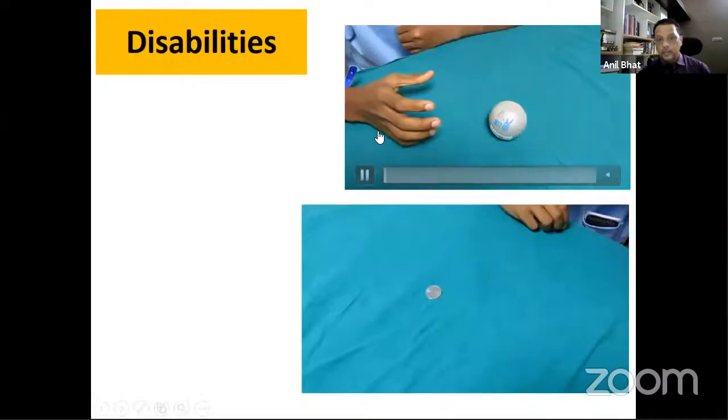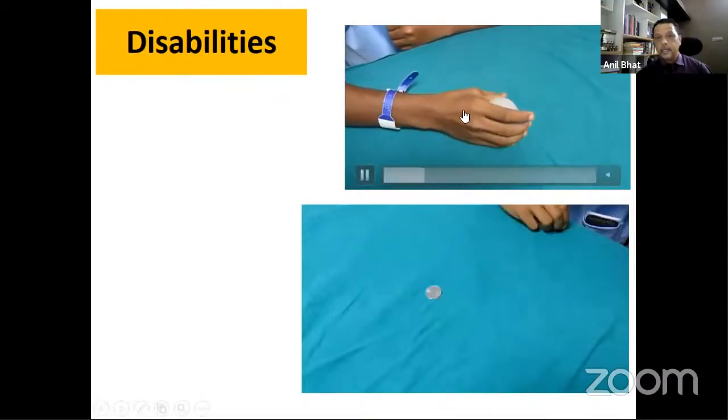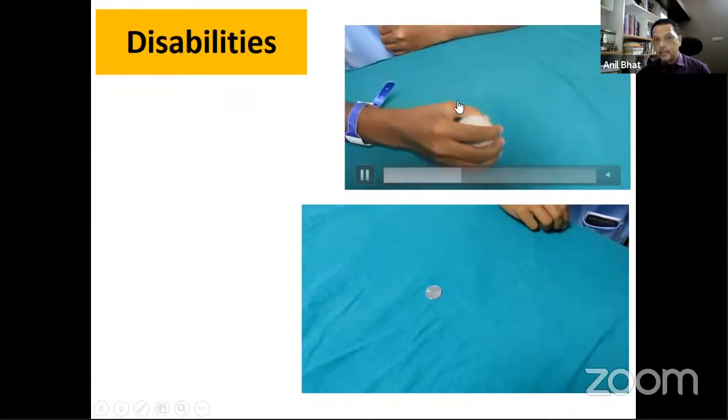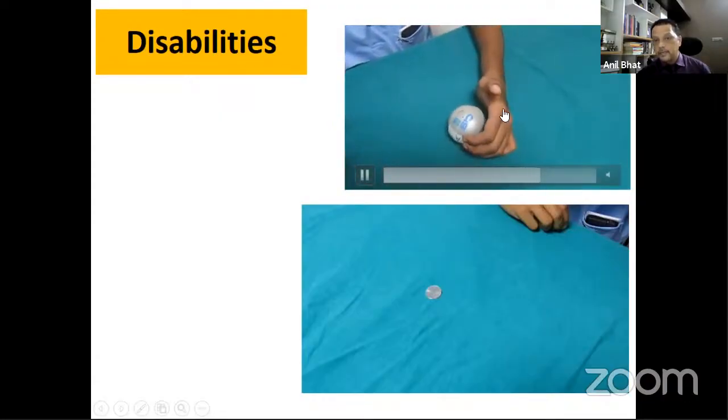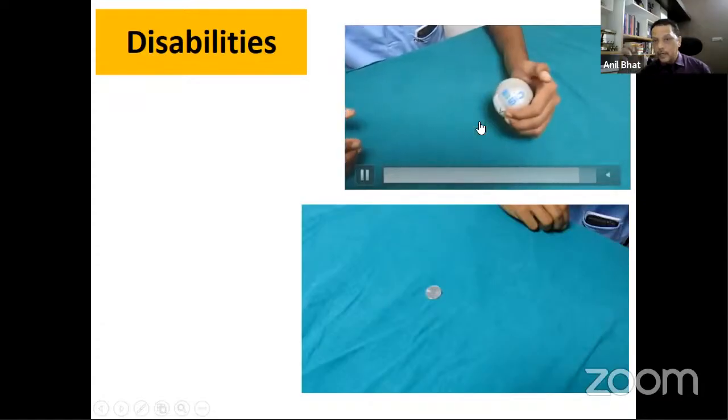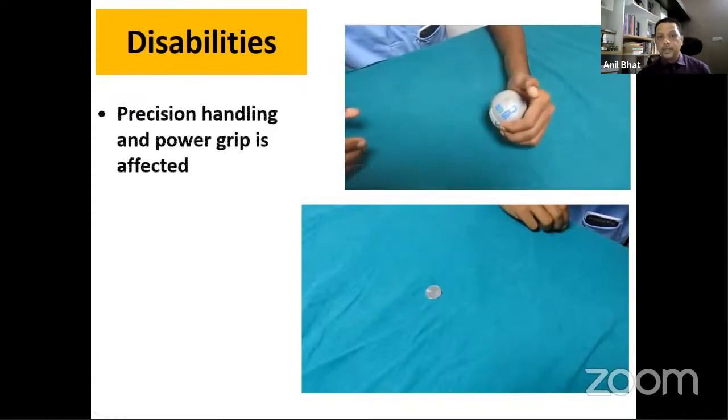I'll just show you how it is. This is a normal hand here. You can easily grasp because the MCPs are flexing and then the IP joints come in. Now for this hand, it's not so. The IP joints are flexing first, the MCPs are not. So it's difficult for them to grasp even bigger objects. The power grip and precision handling are lost.